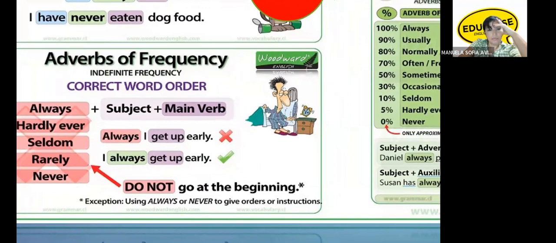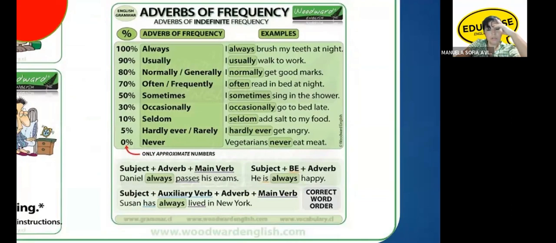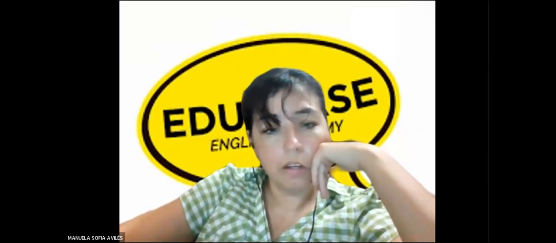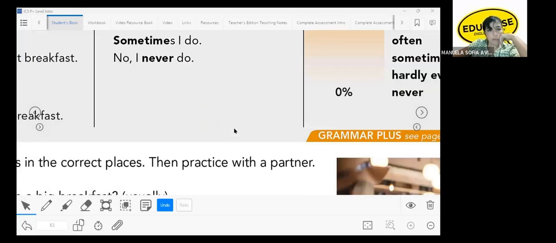Okay? And that's the point. The other important thing is to put it before the verb. But if it is verb to be, after. You can see here, this is the verb and this is the verb. But we have the adverb after and we have the adverb before. Okay? Let's listen to the pronunciation that we have for those adverbs. Let's listen.